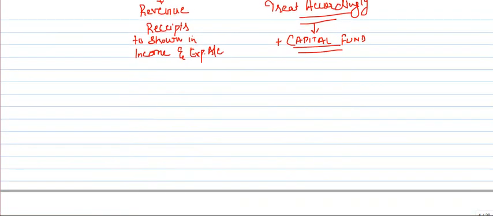Now, next, sixth, sale of fixed assets. Now this is important, listen to this very carefully. Let's take an example.